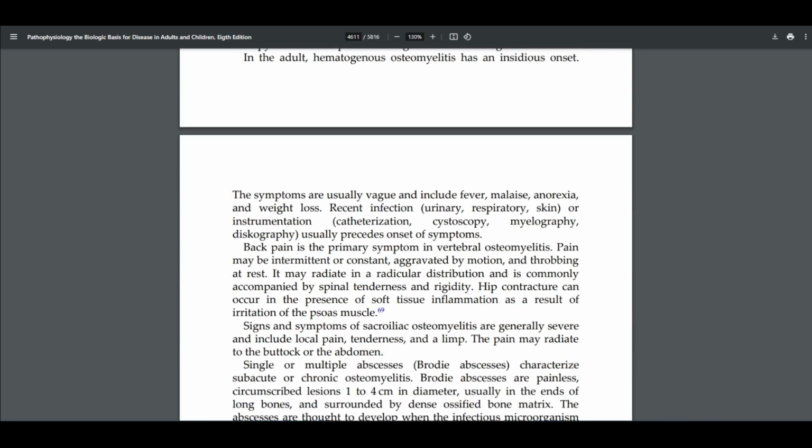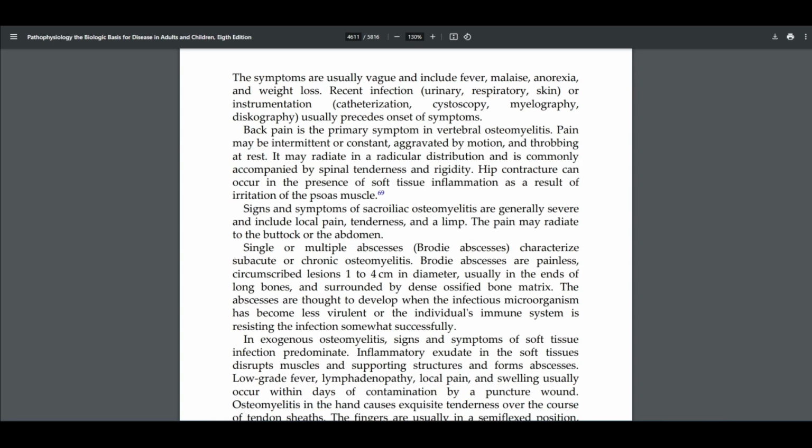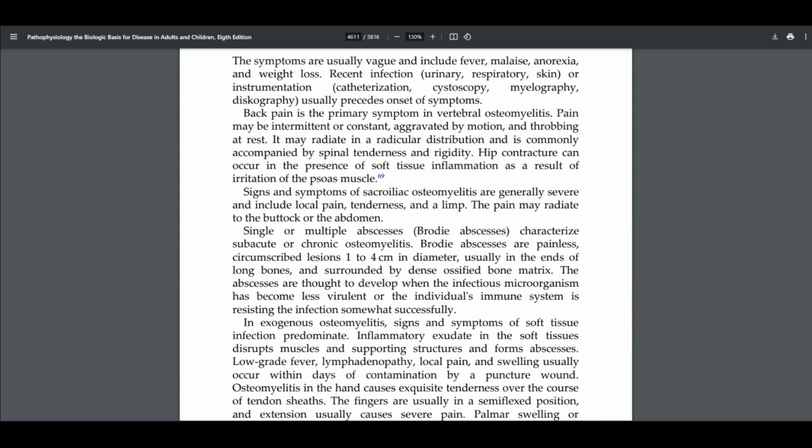The symptoms are usually vague and include fever, malaise, anorexia, and weight loss. Recent infection or instrumentation usually precedes the onset of symptoms. Back pain is the primary symptom in vertebral osteomyelitis. Pain may be intermittent or constant, aggravated by motion and throbbing at rest. It may radiate in a radicular distribution and is commonly accompanied by spinal tenderness and rigidity.